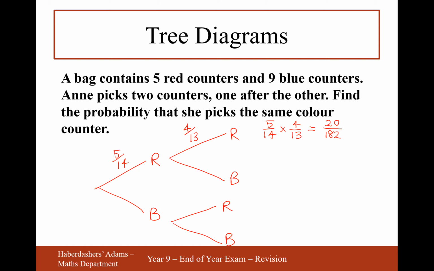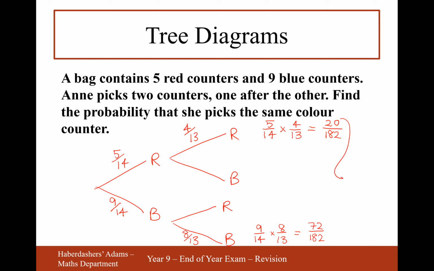Now blue then blue, because we want to pick the same colour. So the first probability of picking a blue will be 9 out of 14 counters, because we're restarting from the beginning again. Then it's down to 8 blue counters out of 13 counters in total, once you've already picked a blue one. So the probability of blue then blue is 9 over 14 times 8 over 13, and that's going to be 72 over 182.